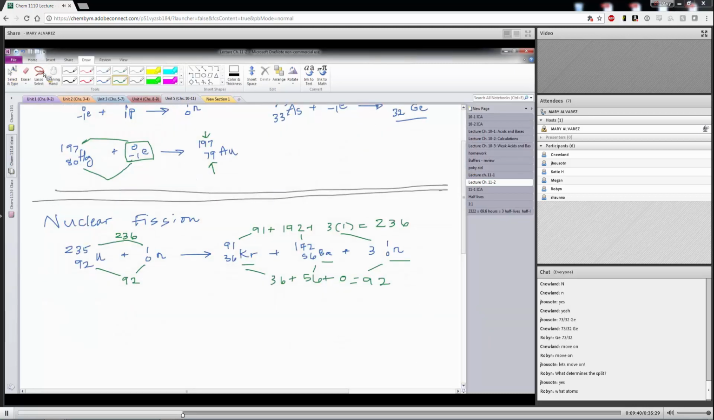So for instance, and this is in the lecture notes too, uranium-235, if I hit it with a neutron, it could also decompose to form a different set of products. It could decompose to form something plus tellurium-137 and 2 neutrons. Could you guys predict what this would have to be?